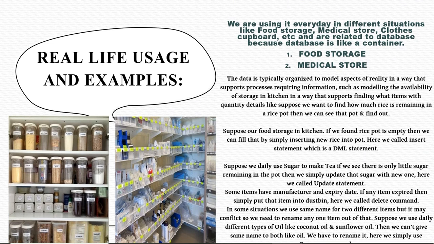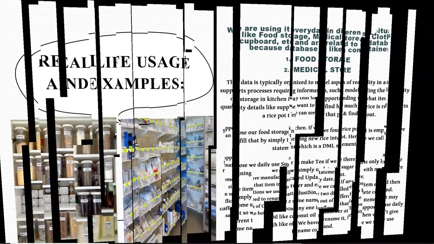In some situations, we use the same name for two different items, but there may be a conflict. So now we're going to rename it. Like there is coconut oil and sunflower oil, and we can't give both the same name. So we'll simply rename it, and we'll call it the rename command. So that's it about real life usage and its examples.